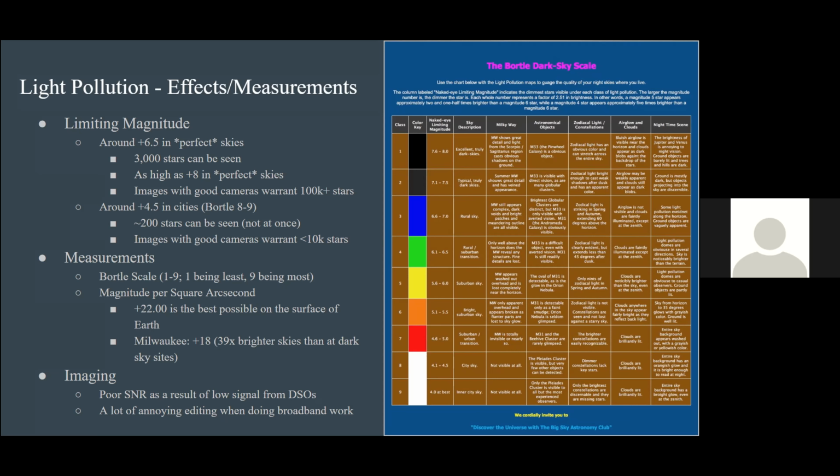It says on here, only the Pleiades cluster is visible to all but the most experienced observers. So you kind of have to know where it is at what time to be able to actually see it. And then also only the brightest constellations are visible, like Ursa Major, Orion, and then also the fact that the clouds are brilliantly lit. Like you can see them very easily. Even from my night sky, you can see them easily.